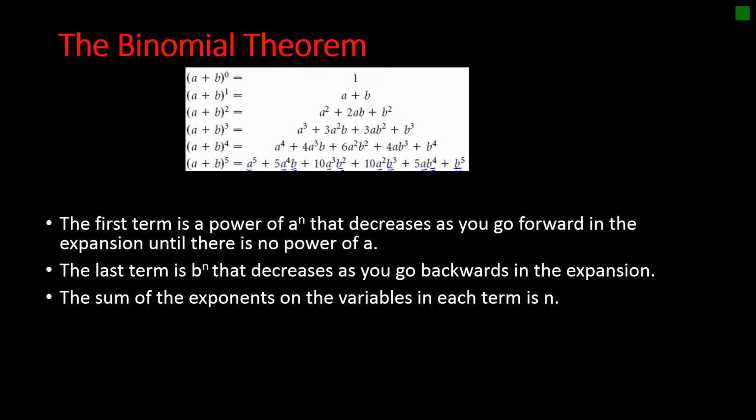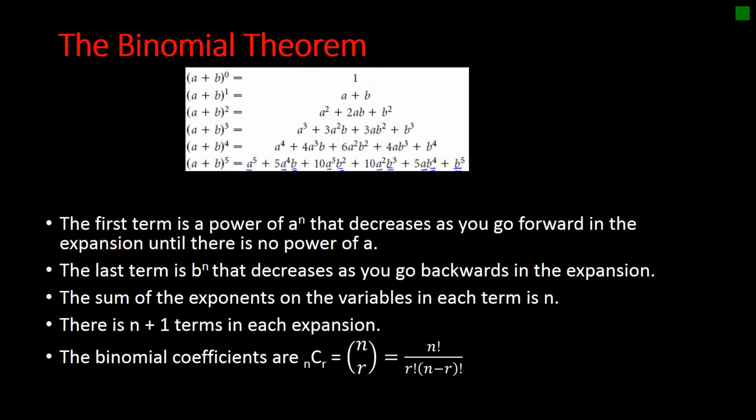The sum of the exponents on the variables in each term is n. So here our n is 5. So if you look, the b here is 5. You have a 4 on the b, a 1 on the a, so that's 5. 2 and 3 is 5. 3 and 2 is 5. 4 and 1 is 5. And that's 5. So there are n plus 1 terms in each expansion. So here we're talking about the fifth power. We have 1, 2, 3, 4, 5, 6 terms.